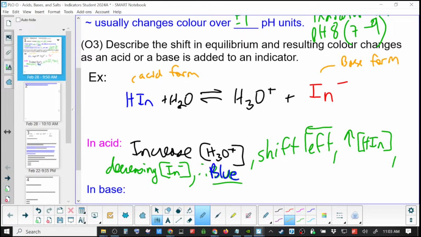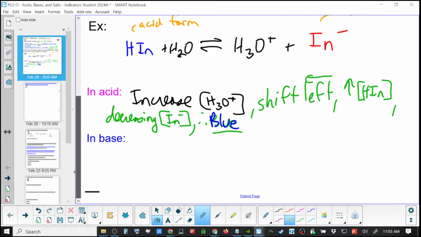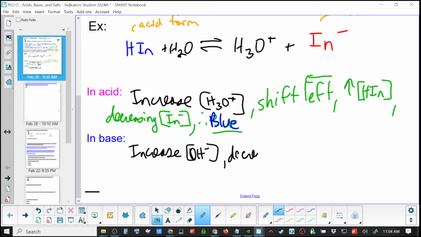So it's just the opposite with base. Right, and what happens in base? Increase OH, shift right, increase in IN minus, decrease in HIN. We increase the concentration of OH minus, but that doesn't automatically shift it right. What does that do to the equation? You're correct, it does shift right. But what is it doing to make it shift right? Decreases the H3O plus. I'm being a little pedantic about that. Decrease the concentration of H3O plus.